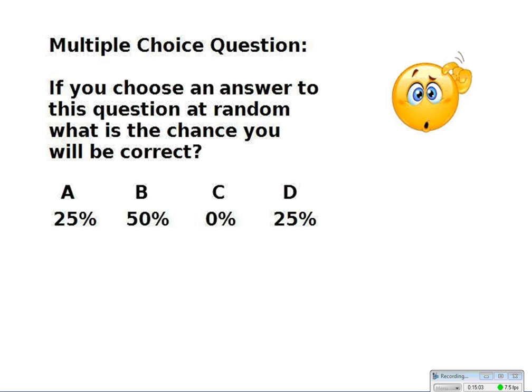Multiple choice. If you choose an answer to this question at random, what is the chance it will be correct? That's funny, it's a joke. I always guess B because B is right more often than C is. That's actually been studied and it is correct.